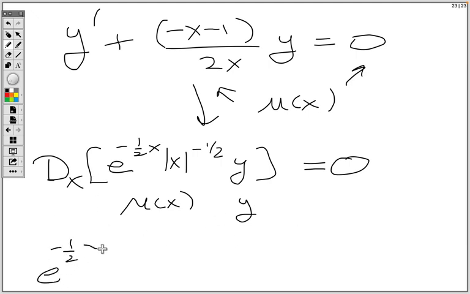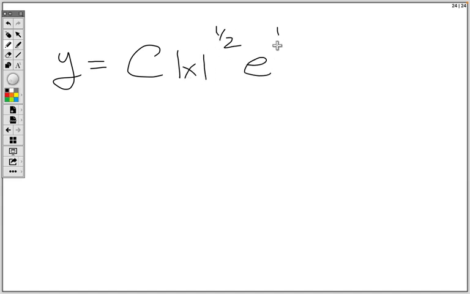e to the minus half x, absolute value x to the minus 1/2 y equals a constant. And so to solve for y, we're going to divide both sides by e to the minus 1/2 x, absolute value x to the minus 1/2. Once again, dividing by negative exponents is the same as multiplying by their positive counterparts. So I'm going to get c, absolute value x to the positive 1/2, e to the positive 1/2 x.